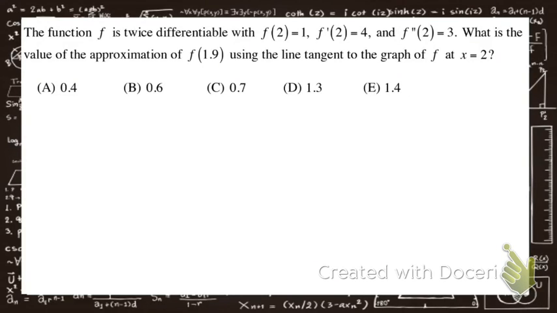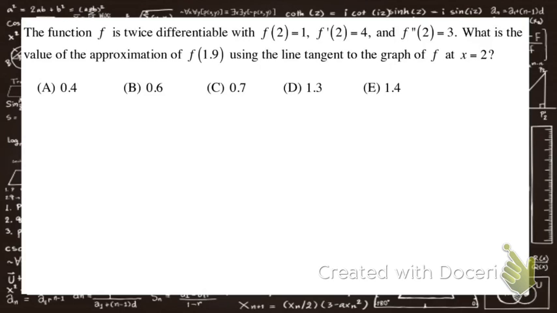I got a question for you. By the way, this is an AP test question. It came from an AP test. It says, what is the value of the approximation of f of 1.9 using the tangent line to the graph? So first of all, we need the equation of a tangent line. What are the two things we need to write the equation of a tangent line? A slope and a point. Do we have a point? Yes. What's the point?